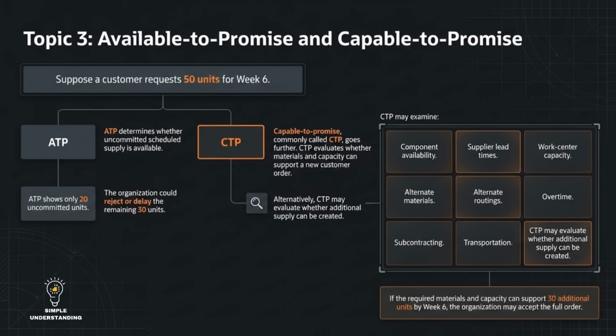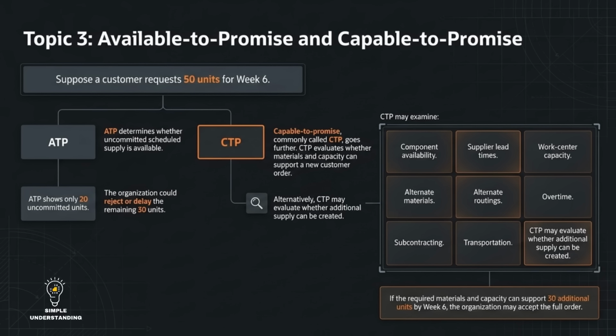Topic 3. Available to promise and capable to promise. ATP determines whether uncommitted scheduled supply is available. Capable to promise, commonly called CTP, goes further. CTP evaluates whether materials and capacity can support a new customer order.